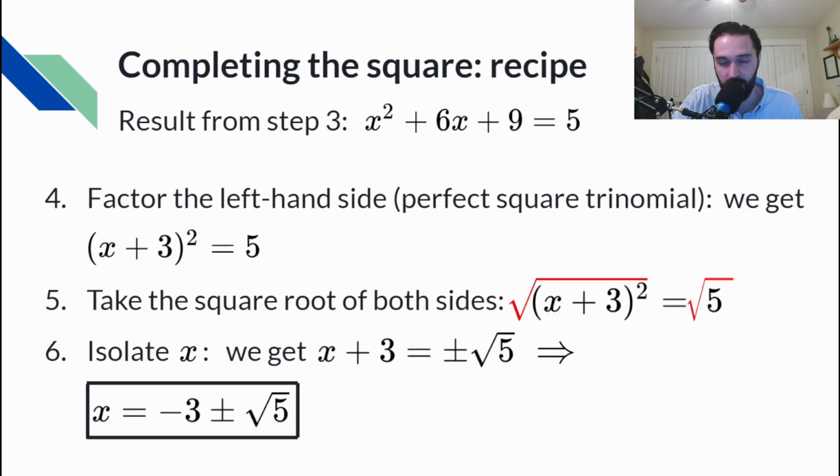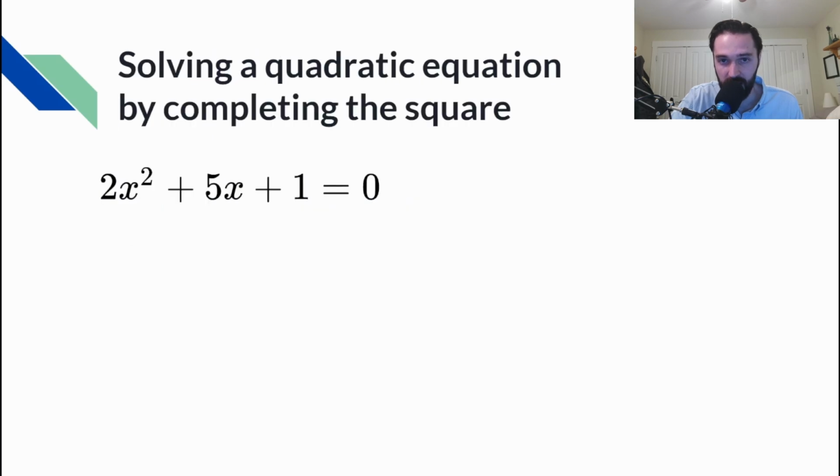So that's the method of completing the square. In this case, we ended up with some really nice numbers. We didn't have any fractions involved. But most of the time, the numbers are going to be ugly. We're going to have fractions to deal with. So let's take a look at an example like that right now.